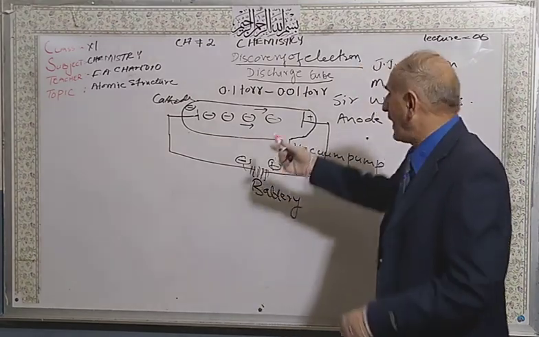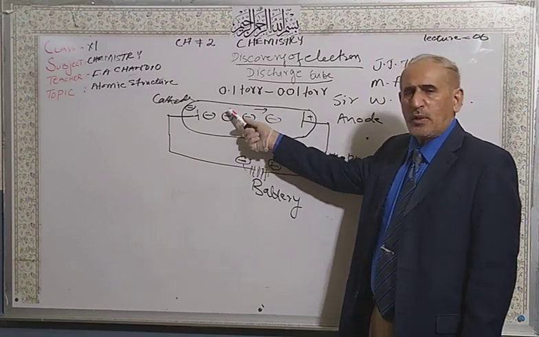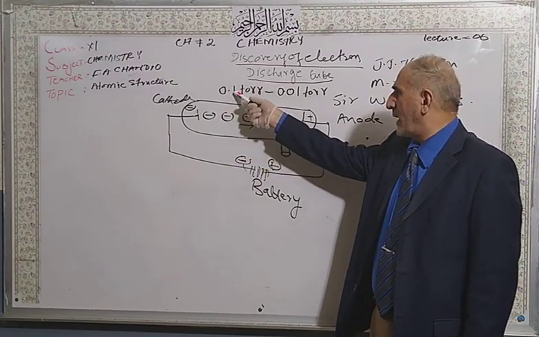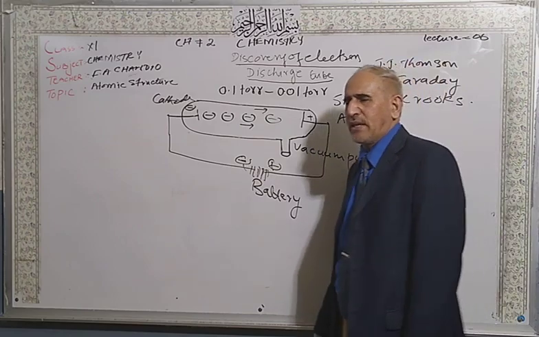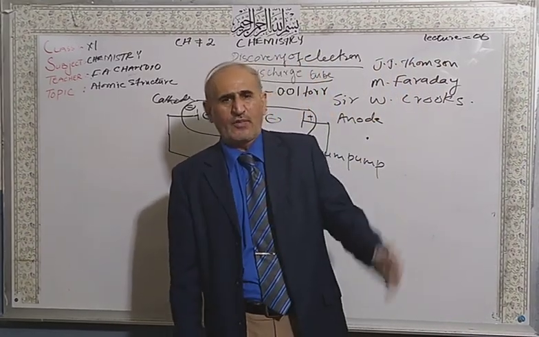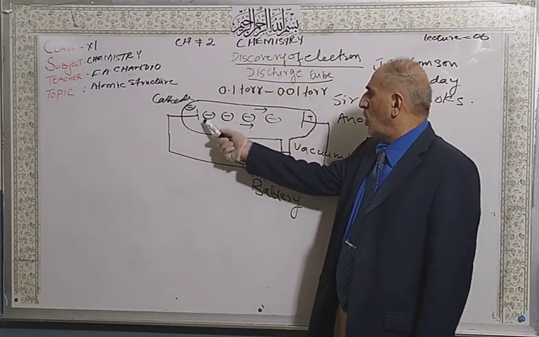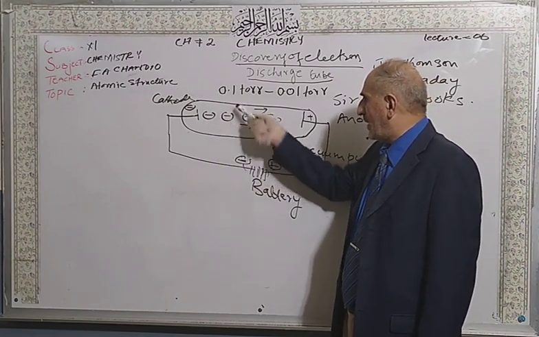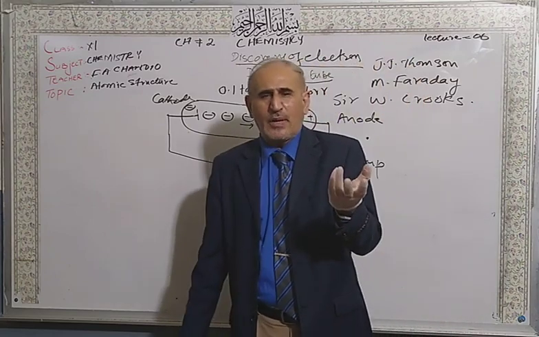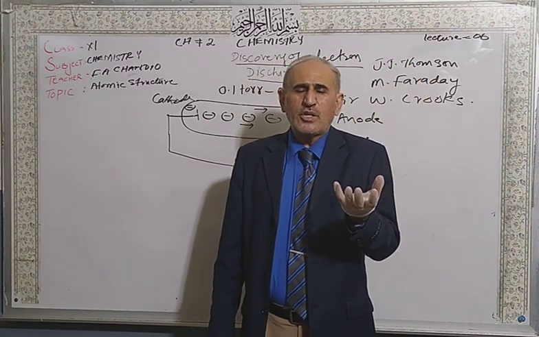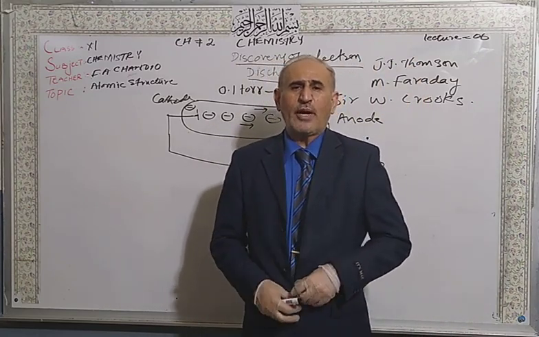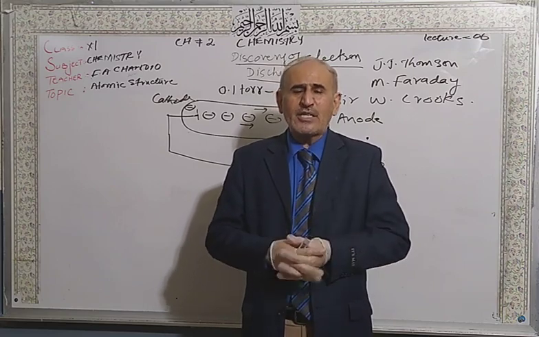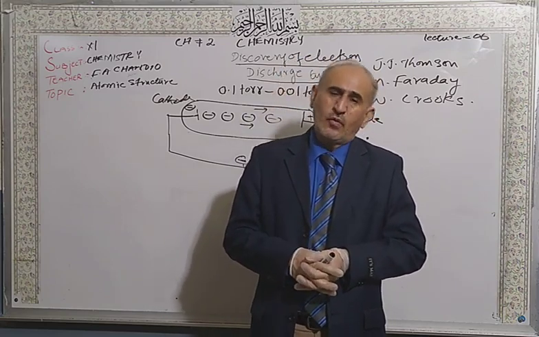So dear students, when the current is passed at very low pressure and very high voltage, I told you up to 5,000 volts, these cathode rays strike the glass. Glass is made up of some metallic compounds, such as sodium metal, potassium metal. Due to the different metals, different colors are formed.